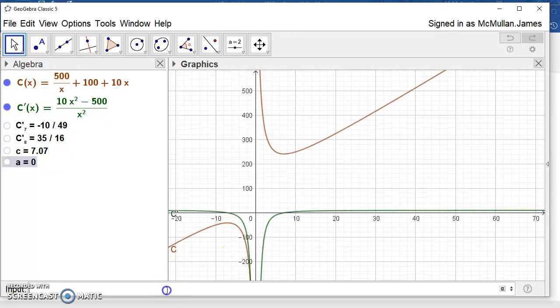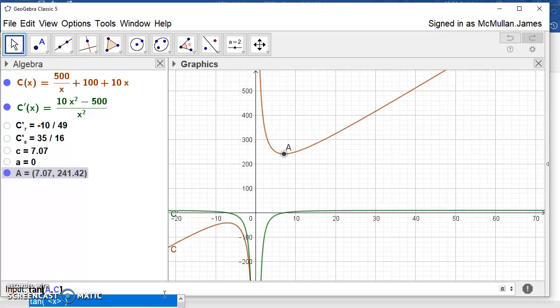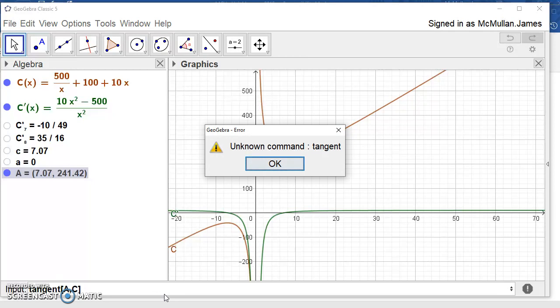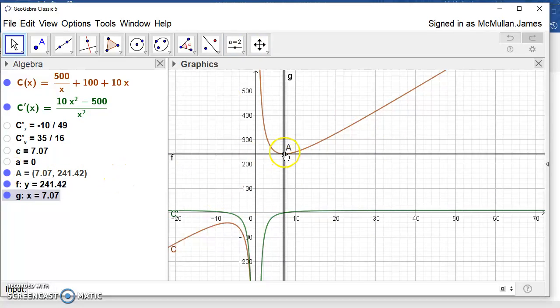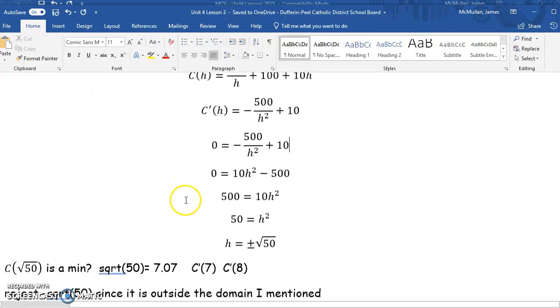If I go back and look now at this point, c and capital C, what's the cost there? Again, I'll draw a tangent, okay, the tangent's flat. I'm looking at the minimum. I've found the ideal spot. I know it's a height of 7.07 or square root 50, and it corresponds to a cost of $241.42. Now, I want to go back and make sure I answer the question.